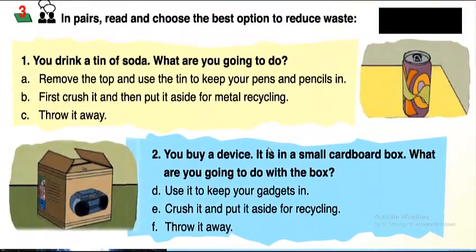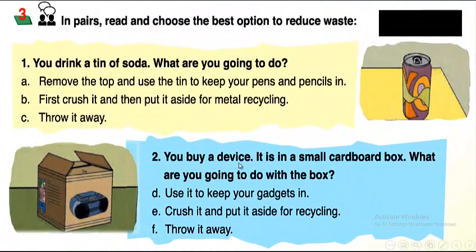Number 2. You buy a device. It is in a small cardboard box. What are you going to do with the box? D, use it to keep your gadgets in. E, crush it and put it aside for recycling. F, throw it away.